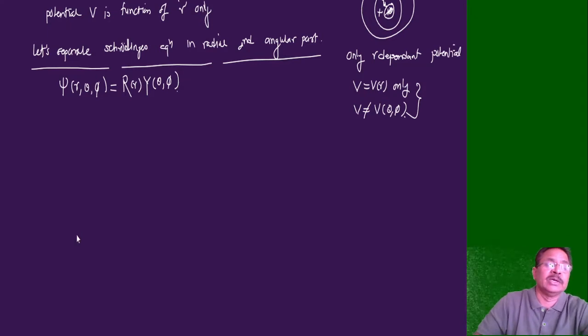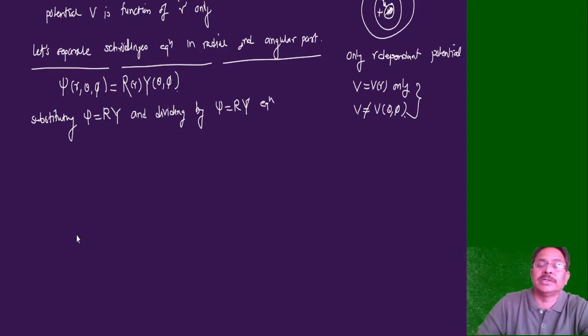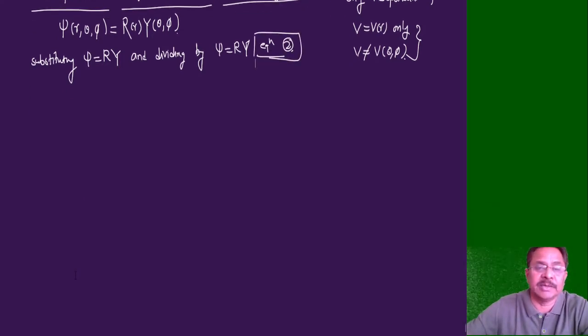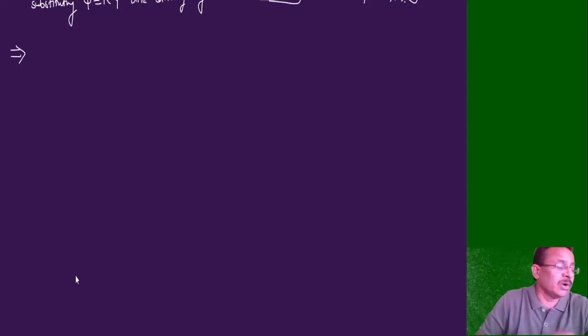So substituting psi equal to capital R into Y, the independent functions are known to us, and dividing by psi equal to R into Y in equation 1, this is equation 2. We have to carry out this operation in equation 2, the same method we did yesterday, and that separates things as follows.